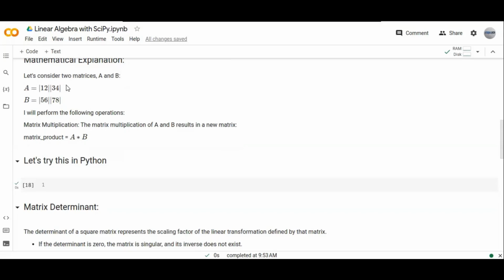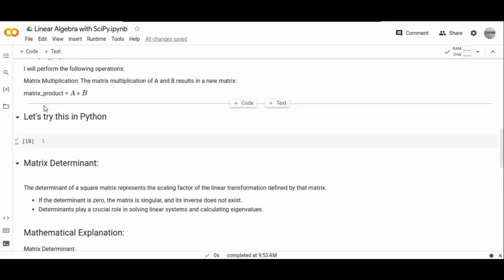Let's consider two matrices A and B. Matrix A is 1, 2, 3, 4, which is a two-dimensional array, and matrix B is 5, 6, 7, 8. And I will perform the following operations. The first operation I'm going to perform is matrix multiplication. The matrix multiplication of A and B results in a new matrix. The product of two matrices is another new matrix. And how can we perform this in Python?